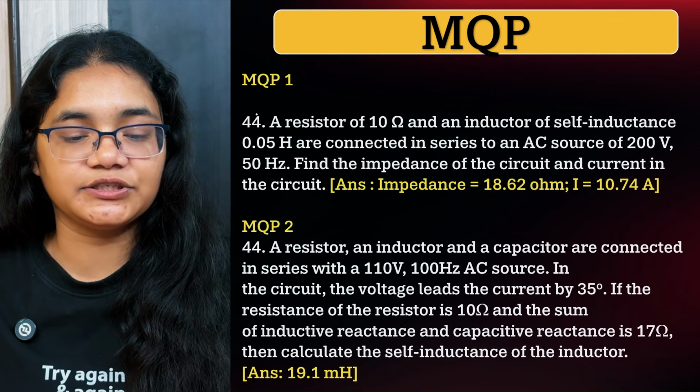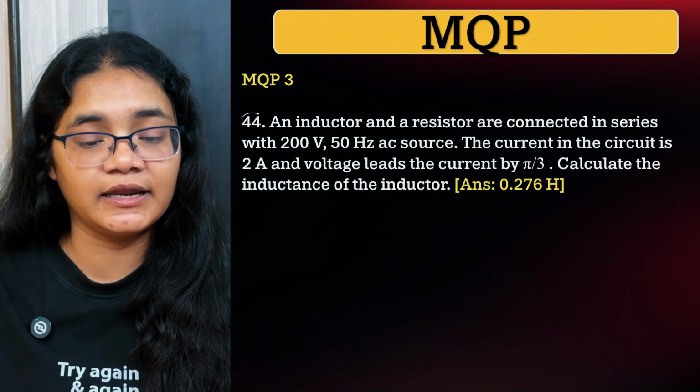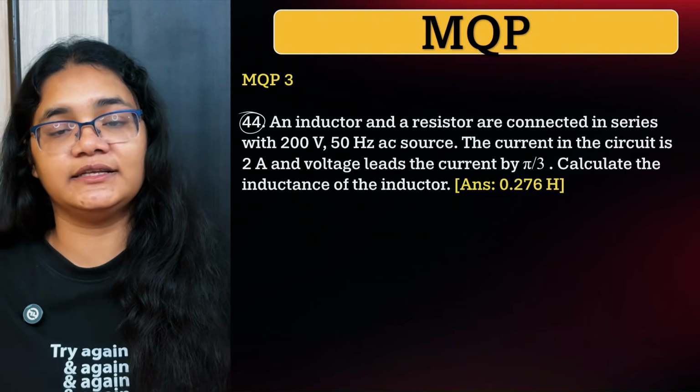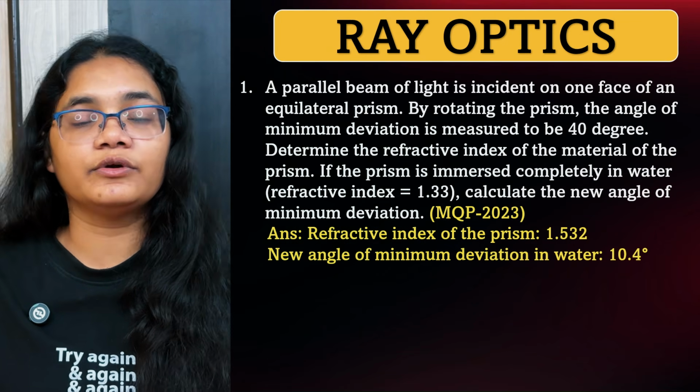Now, if you see model question paper 1 question number 44, model question paper 2 question 44, and model question paper 3 question number 44, you can check. These are the questions from the chapter alternating current. Now we will move to ray optics questions.